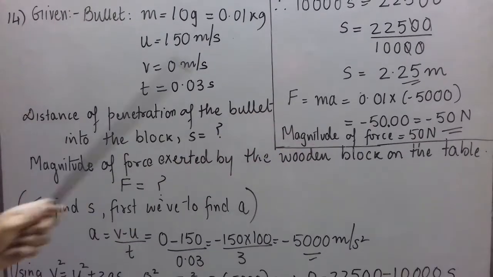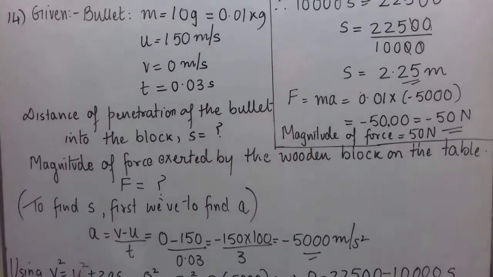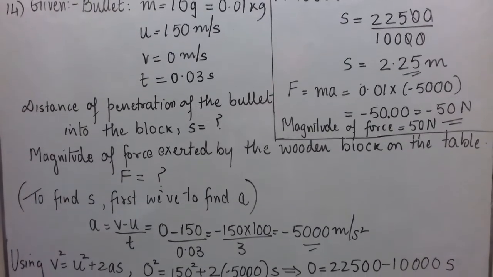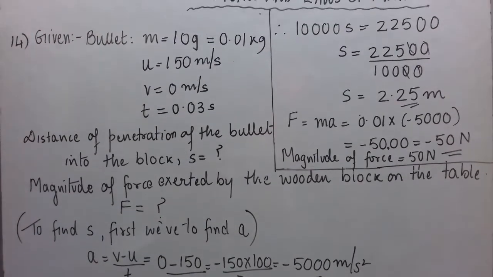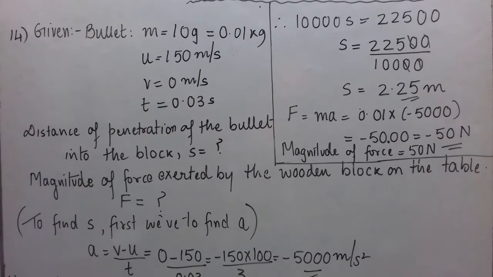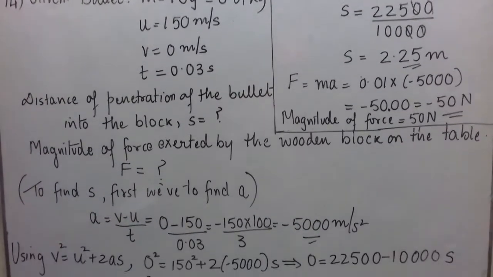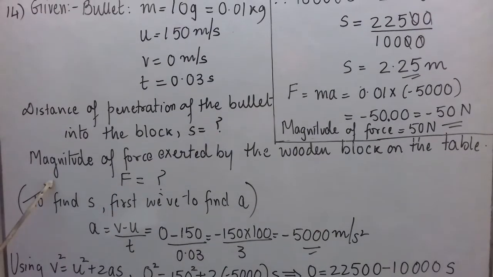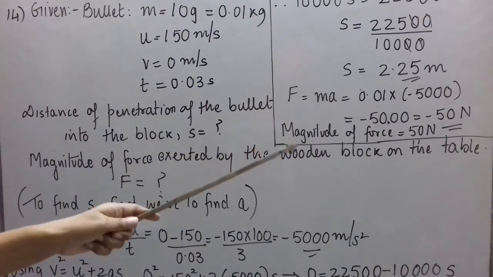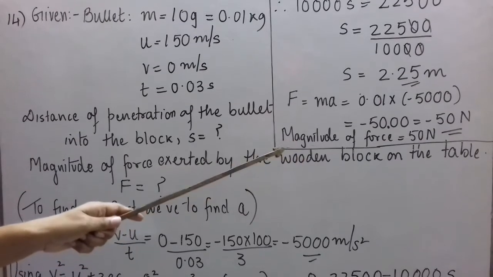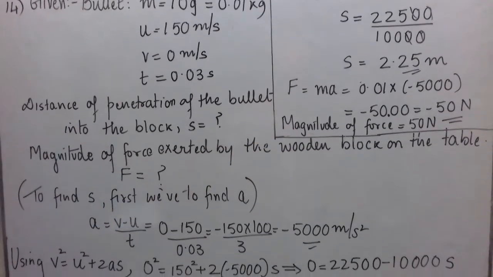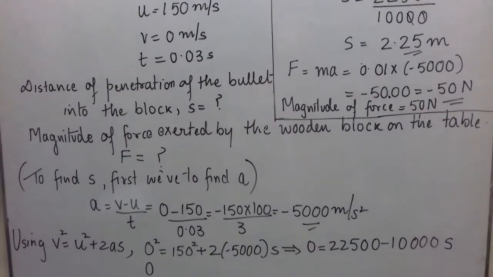Minus sign is there, so you should write one sentence, although I have not written it here. Minus sign means that it is a retarding force, or it acts in the direction opposite to the direction of motion of the bullet. Now they have asked the magnitude of force, so the magnitude of force will be 50 Newton. You can remove the negative sign from there. I hope the numerical is clear to you.